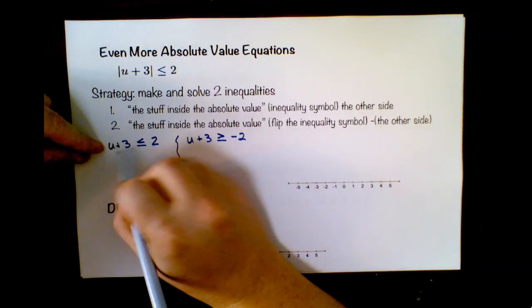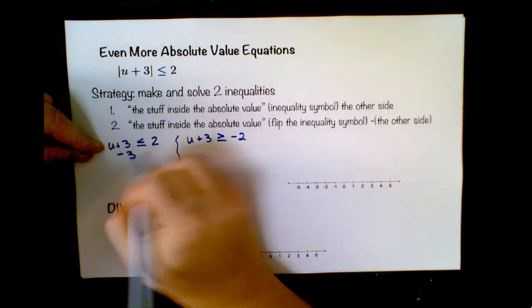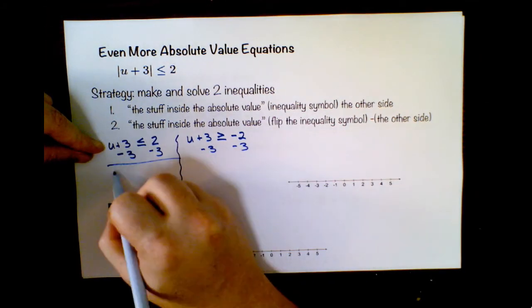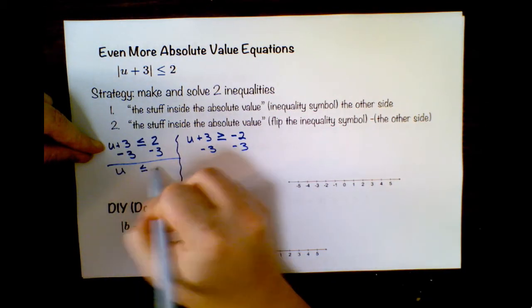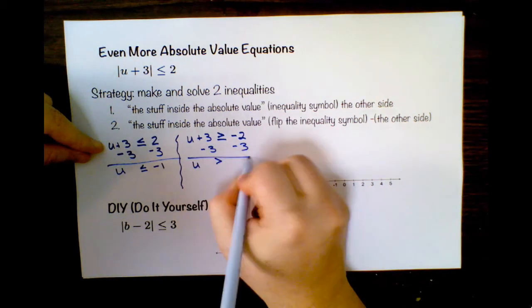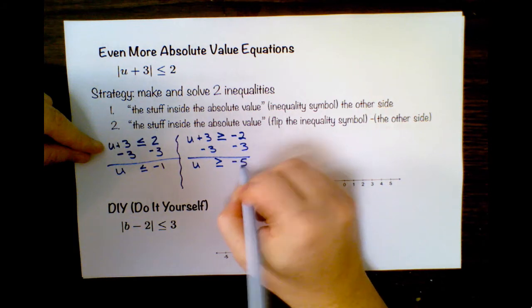Let's see, u plus 3. I'm going to subtract 3 from both sides. Subtract 3 from both sides. I get that u is less than or equal to negative 1, and u is greater than or equal to negative 5.